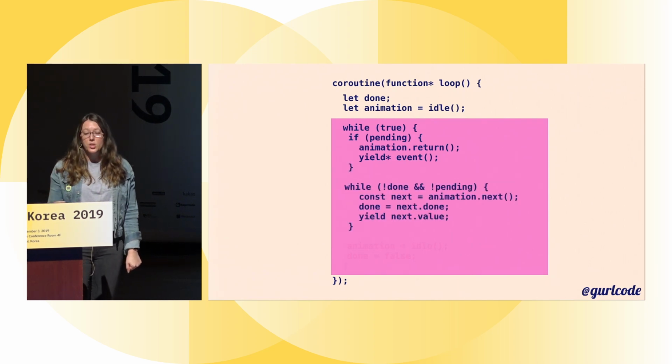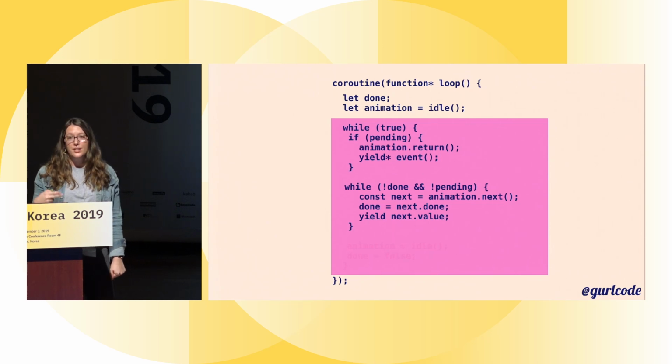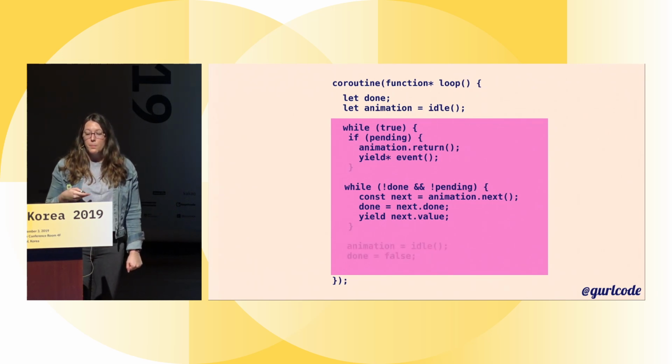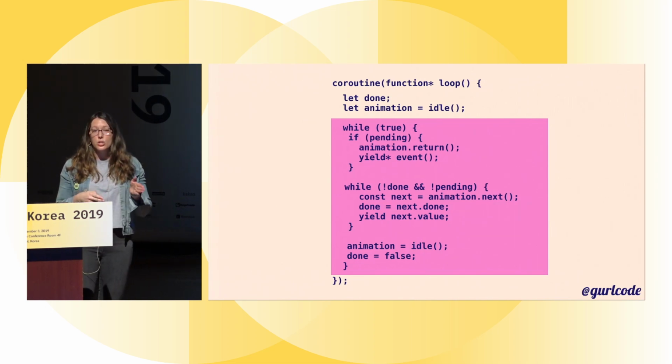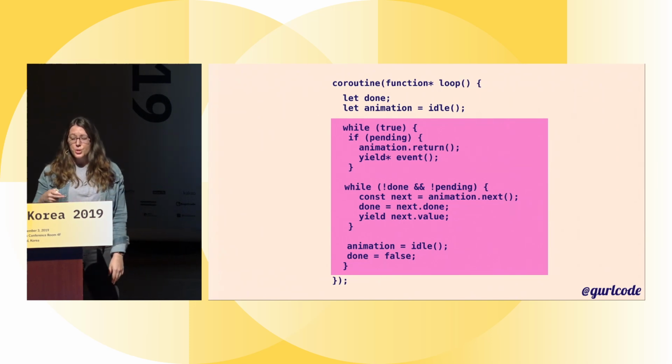Otherwise, a second while loop will handle running the animation. As long as the animation is not complete and there are no pending events, this loop will yield the generator's values to the coroutine to handle. And these are promises, so the coroutine is going to handle the chaining. But if the animation is done or there's a pending user event, the loop is going to terminate, stopping the animation generator from running again. And we're going to reassign the animation to an idle generator so it starts from the beginning, and reset done to false. On the next iteration of this loop, pending will be true, and we'll handle the user event instead.